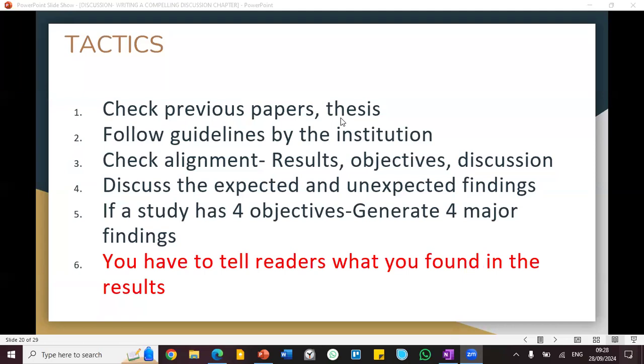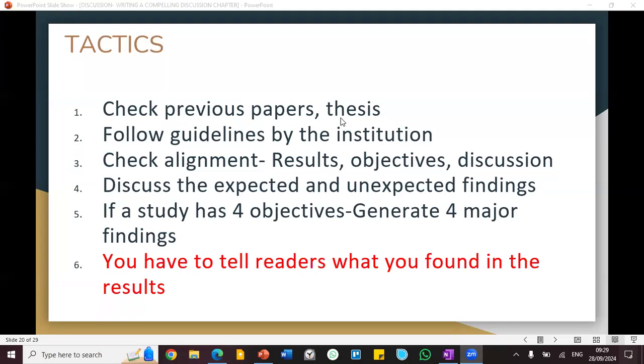Number two, follow the guidance by your institution. There are institutions that have a detailed postgraduate handbook, maybe for chapter 1, chapter 2, chapter 3, even 4 and 5. But most institutions have chapters 1, 2, 3 detailed at the proposal stage, while 4 and 5 are sparse. So you may also compare with other institutions on what they want you to put on that part.